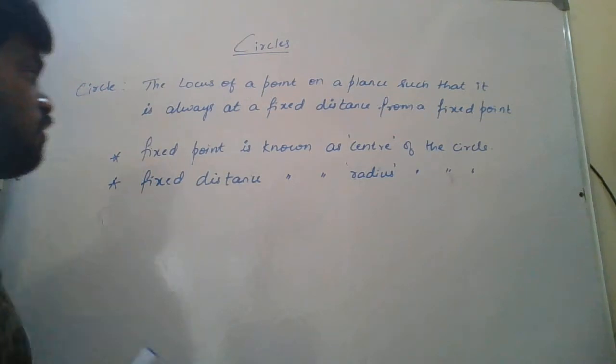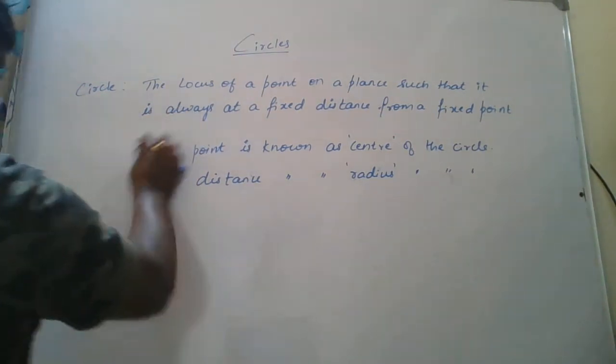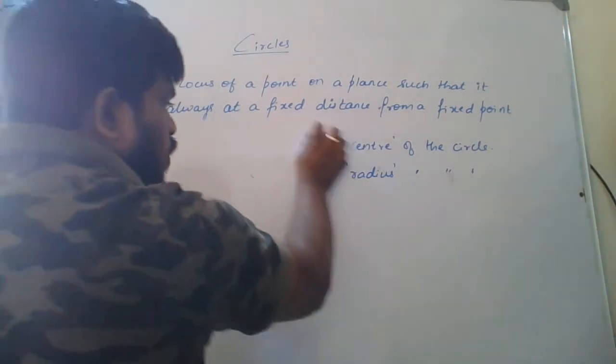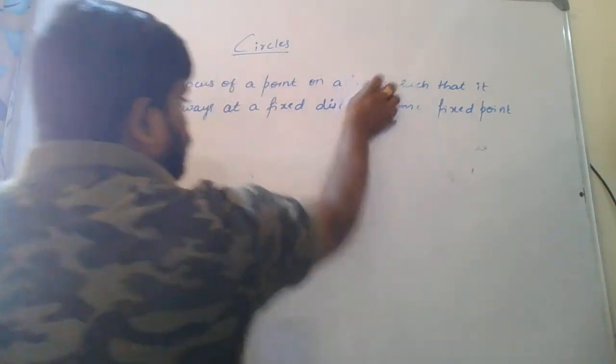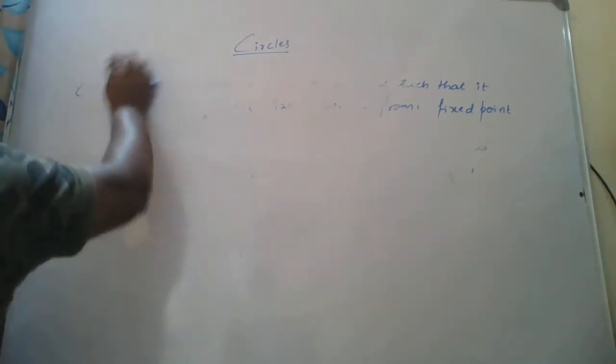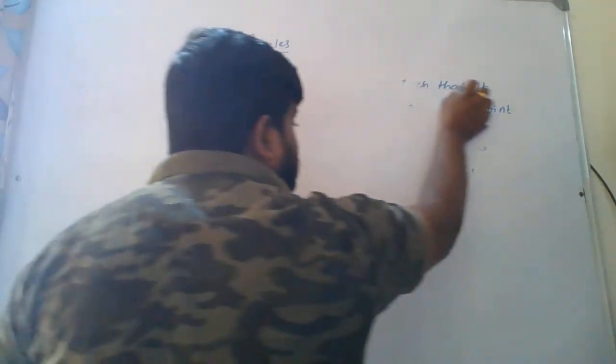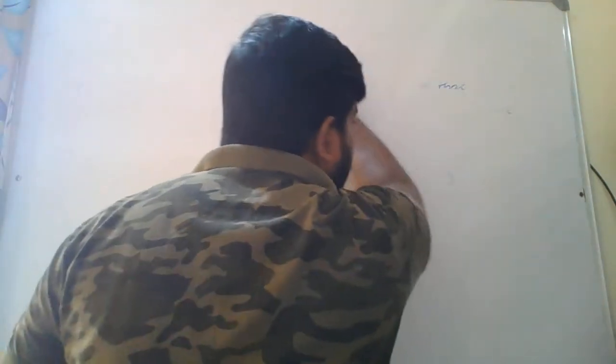Now, you have learned about chord, isn't it? So what is the chord of a circle? And what is the diameter of the circle? And what is the difference between chord and the diameter? Let's understand all those stuff.